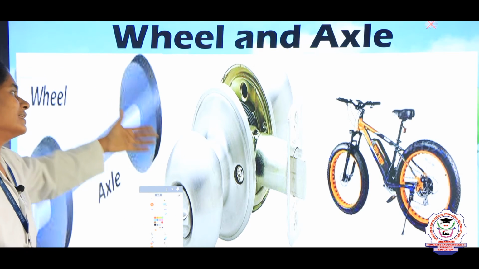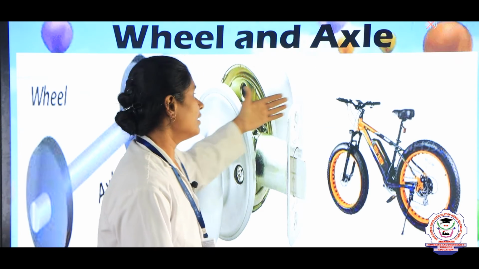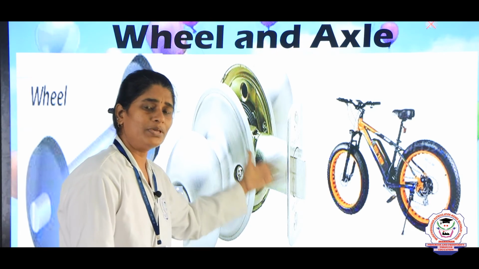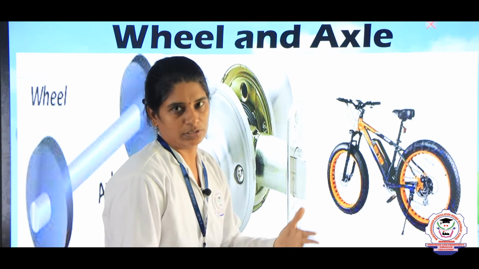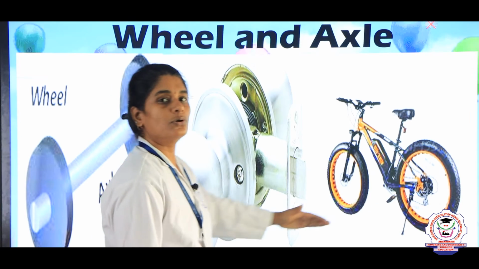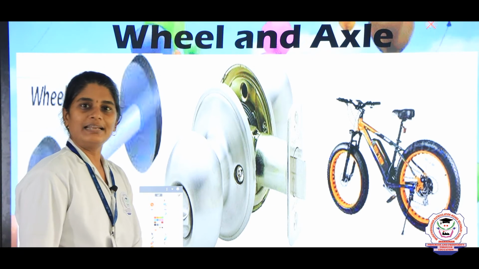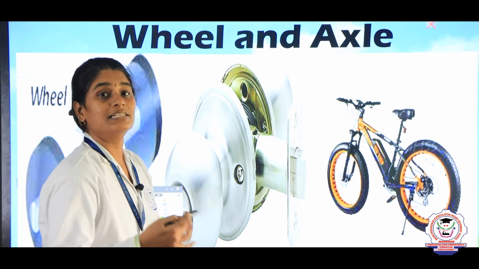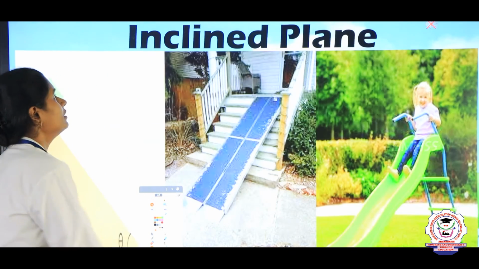So the examples we can see are a screwdriver, a steering wheel in a car, and also doorknobs. In the doorknobs we can see this type of simple machine is used. So doorknob, wheel and axle, even in the cycle, right. So the simple machine present in these objects is the wheel and axle. We can see the wheel and axle is present in all the vehicles, right. Next we are going to see the inclined plane.